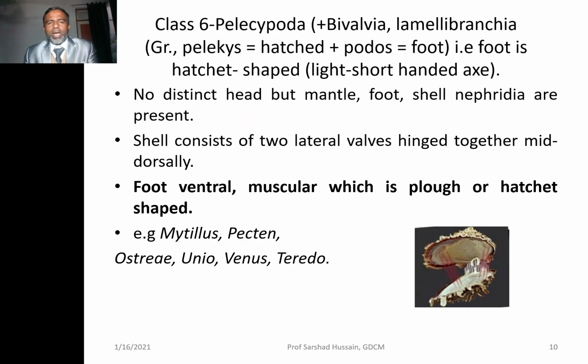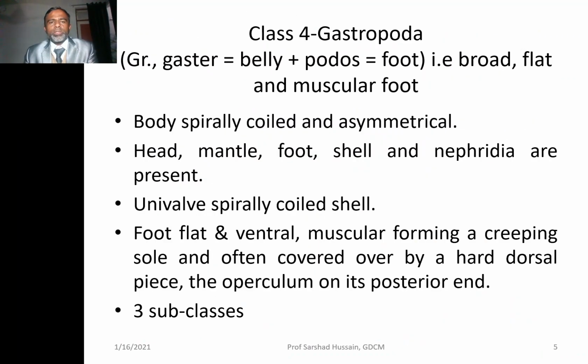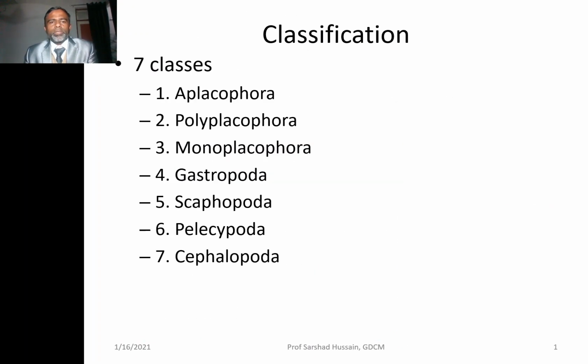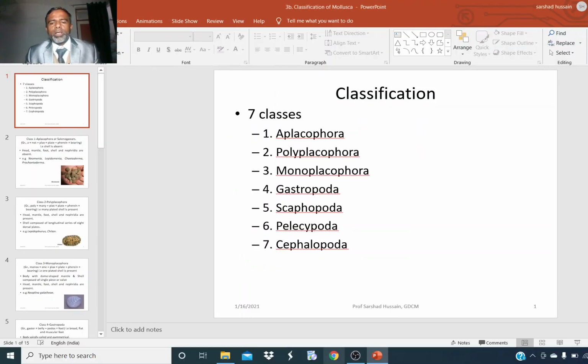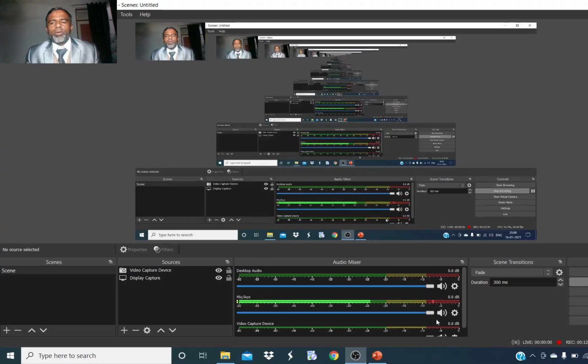This is all about the classification of phylum Mollusca, having seven classes, which were Aplacophora, Polyplacophora, Monoplacophora. You can look at this: no shell, Aplacophora; many plates of the shell, Polyplacophora; only one plate of the shell, Monoplacophora. Gastropoda, Scaphopoda, Pelecypoda, and Cephalopoda are based upon the modification of the foot that we have discussed. This is all about the classification of phylum Mollusca.